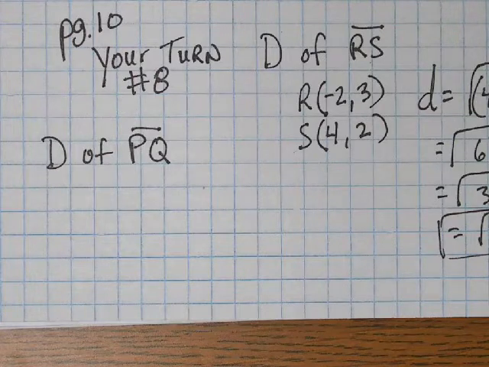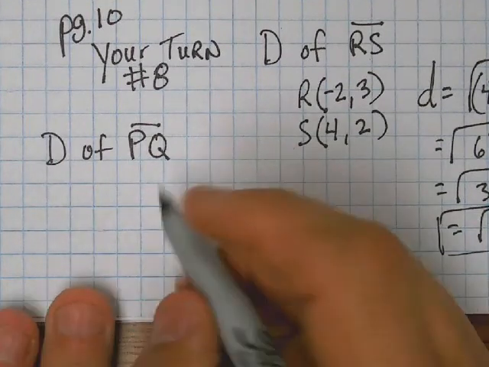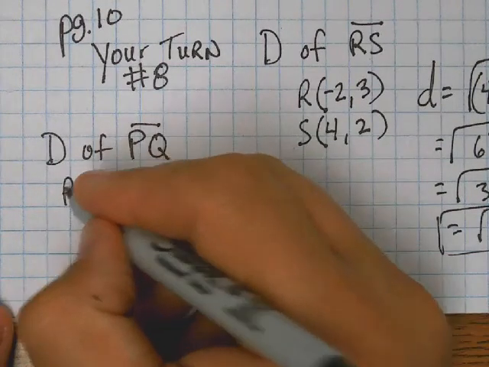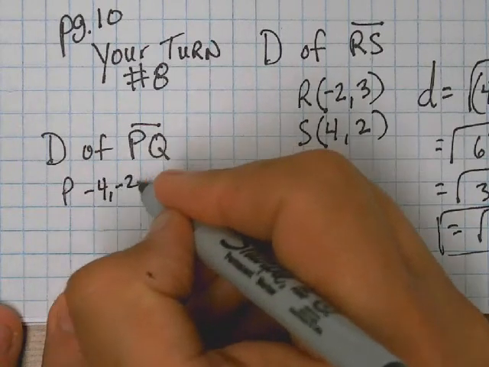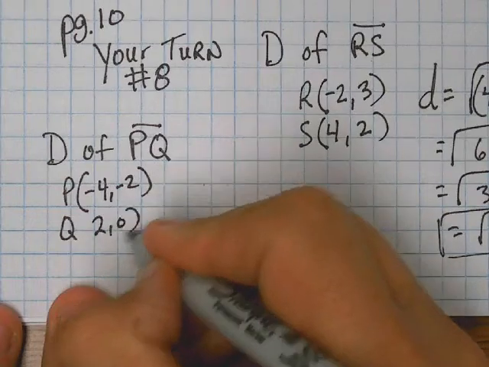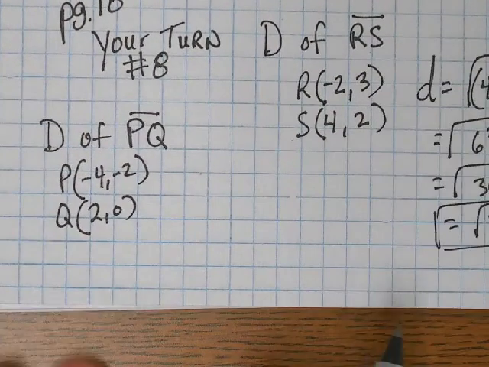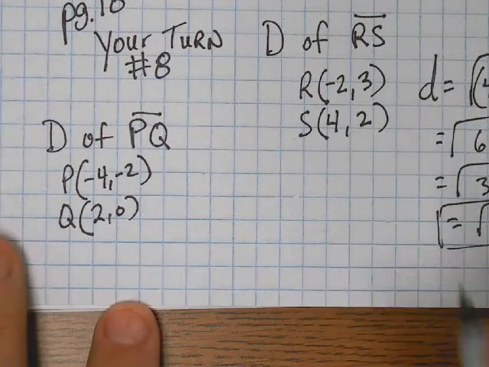Okay, let's see how we did on this one. What's the coordinate of P, Cooper? Cooper, what's the coordinate of Q? Very good. Does not matter which one we assign. X sub 2, Y sub 2, doesn't matter. But once we assign it, we got to stick to it.